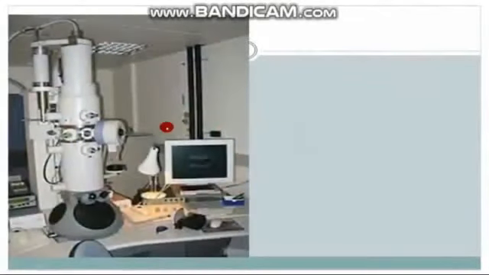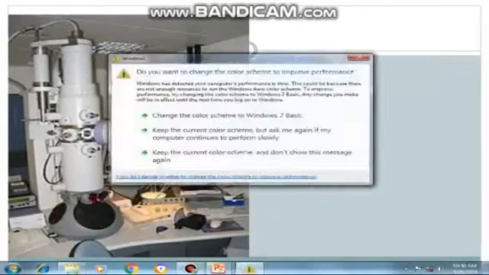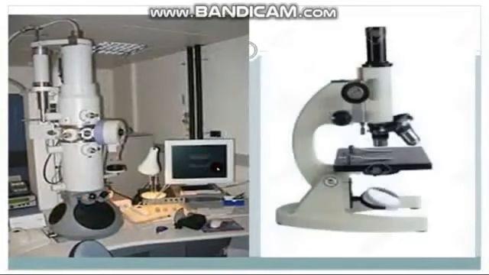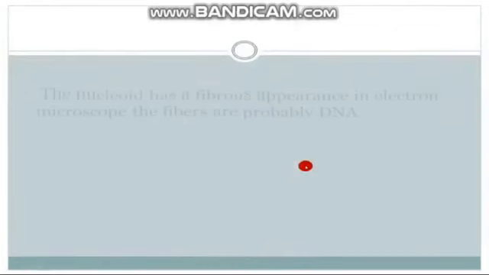This is the diagram of the electron microscope. It is connected with a computer, so we can easily see the pictures on the computer. This is the light microscope. Whenever we want to study the nucleoid structure with a light microscope, we usually stain the slide, and then we can easily see the structure of the nucleoid under the light microscope.